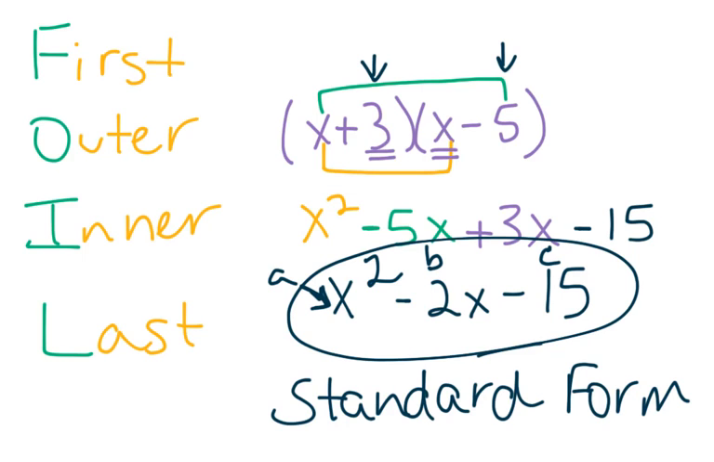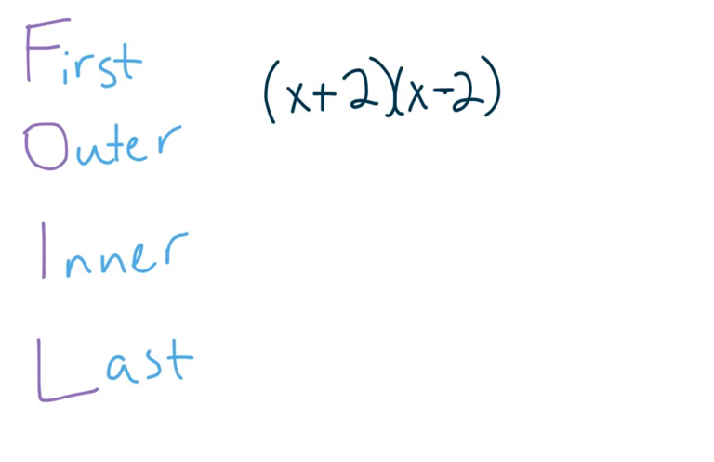Okay, let's try another one. My expression is (x + 2) times the quantity (x - 2). Let's use our foiling method. My first terms are x and x. That gives me x squared. My outer terms, rather, would be x and negative 2, which is minus 2x. Inner two terms, 2 and x. That gives me plus 2x.